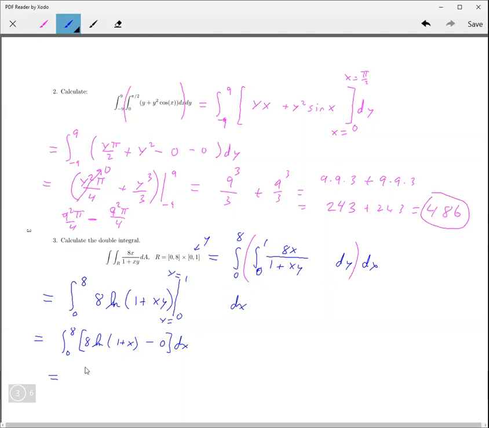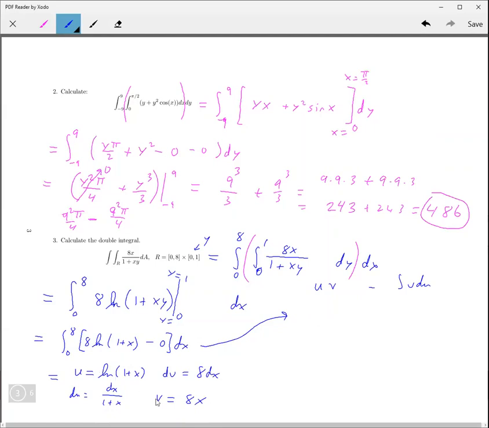You guys remember the integral of log x? Okay, let's do this. We'll do an integration by parts. We'll let u be log of 1 plus x, and dv will be 8 dx, everything else. So du is 1 over 1 plus x, or dx over that, and v would be 8x. Okay, so the integral becomes uv minus integral of v du.